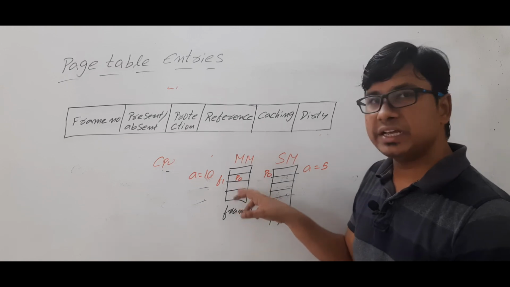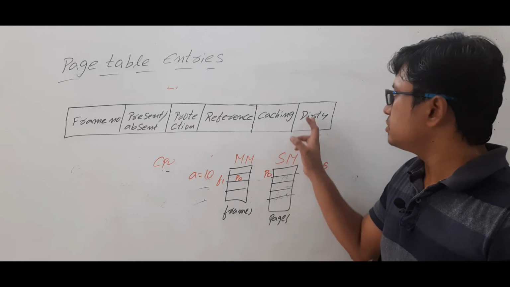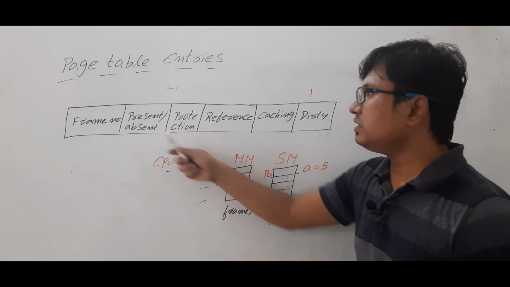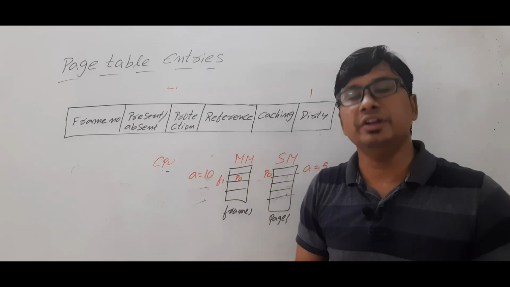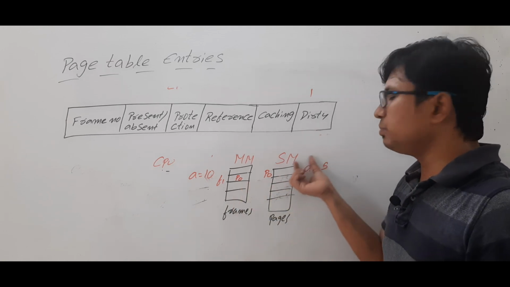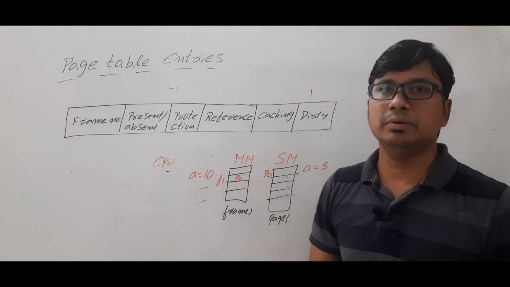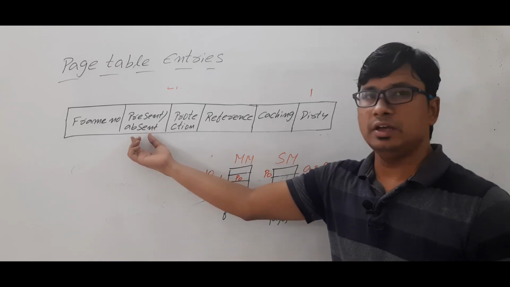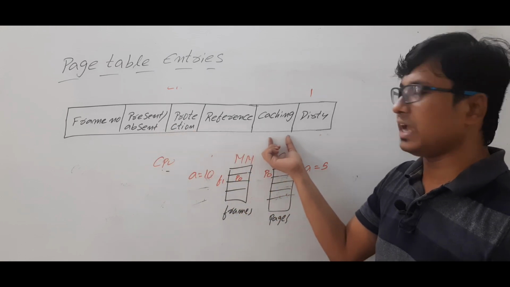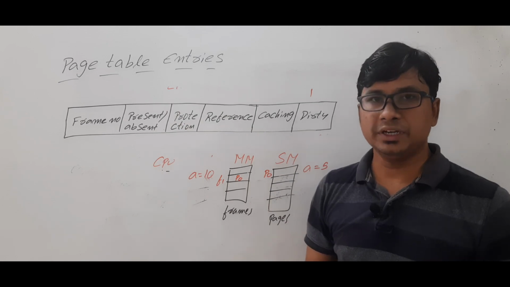Whenever the particular page is being replaced, the data should be updated in the secondary memory also. So if the dirty bit is 1, it means the data in the particular page has been modified. So whenever we are replacing the page, the page should be updated in the secondary memory also. This is the purpose of the present/absent bit, protection bit, reference bit, caching bit, and the dirty bit in the page table entries. I hope it is clear for you.